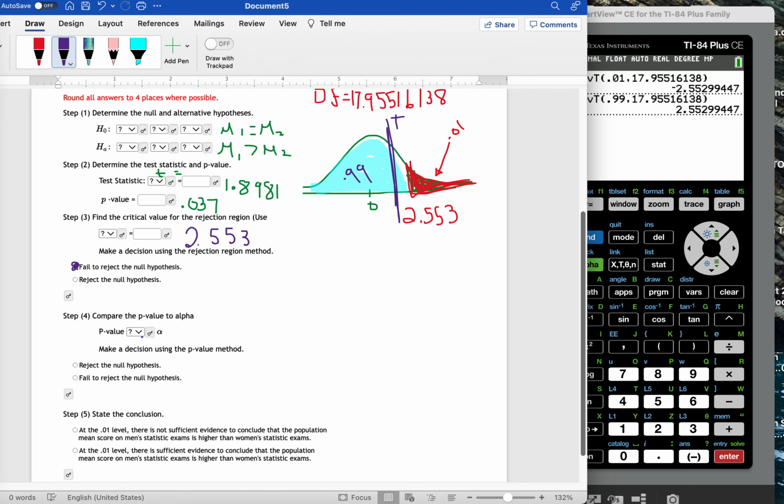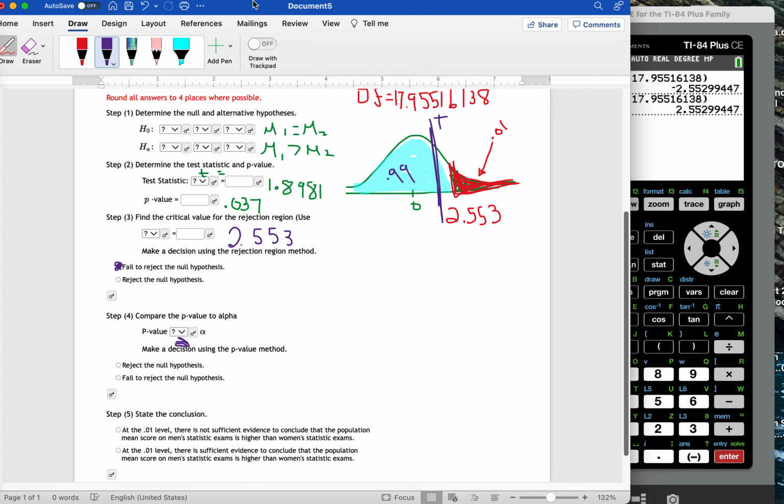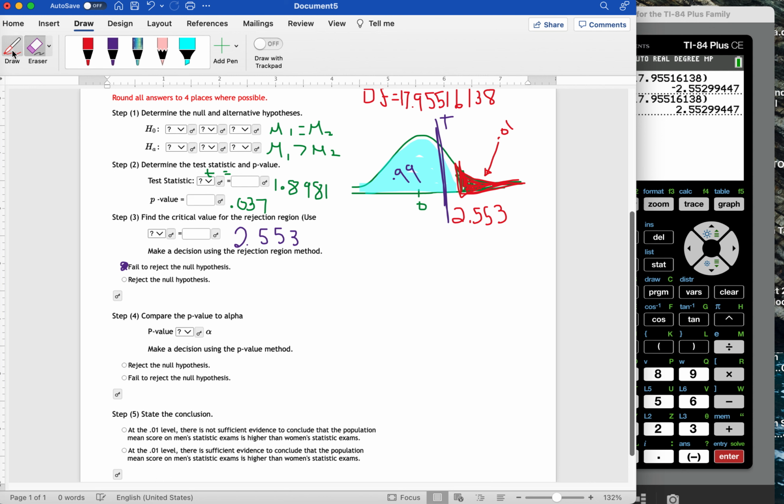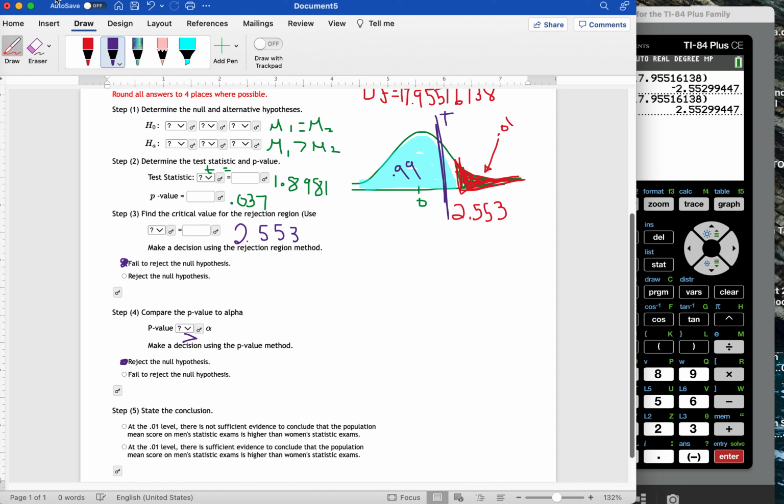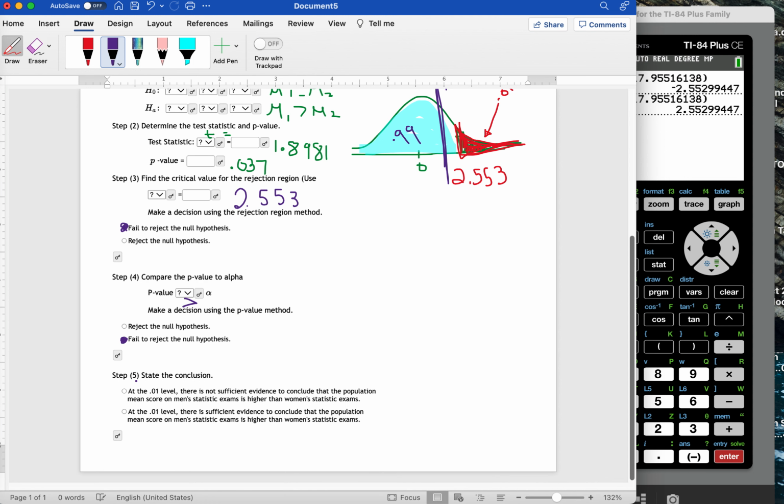When we're looking at it in terms of the p-value, we got a p-value of 0.037, which is greater than our alpha level, which is 0.01. So again, because the p-value is greater than alpha, we're going to fail to reject. And then because we fail to reject, we would say that there is not enough evidence to conclude that the population mean score of men's statistic exams is higher than women's.